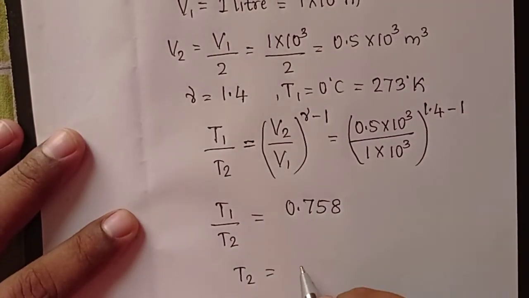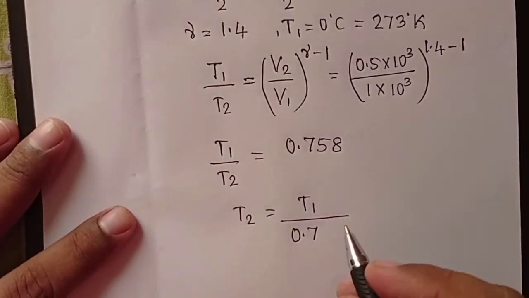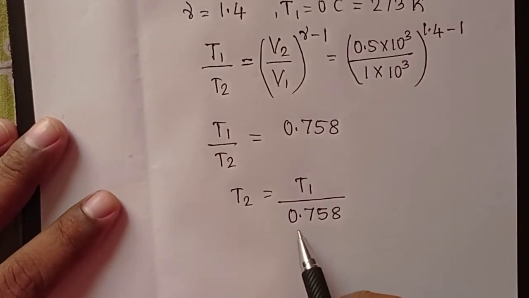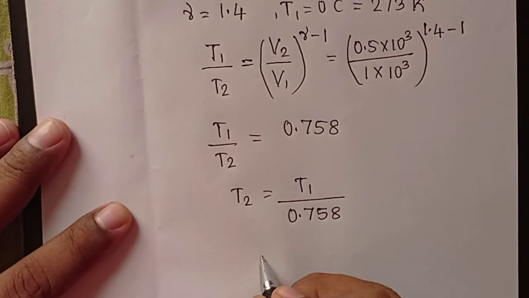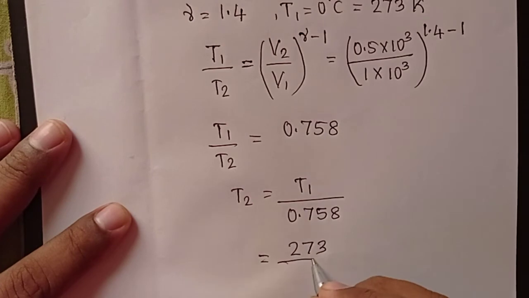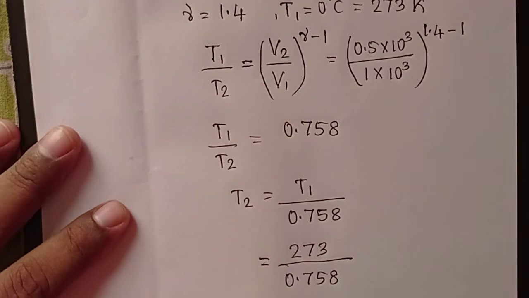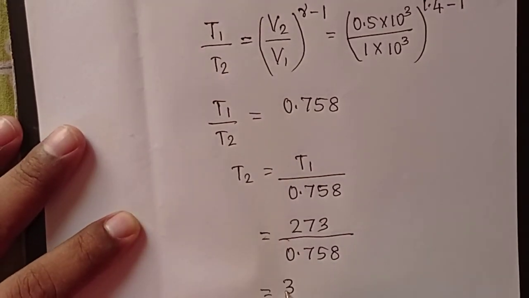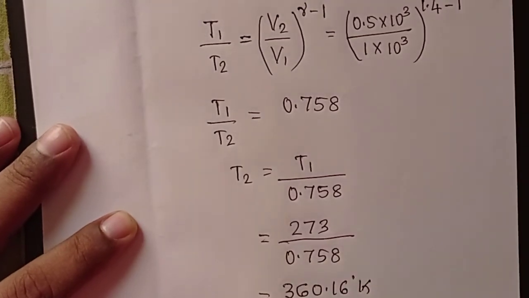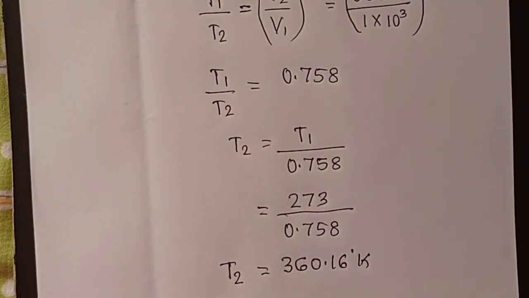So T2 will be equal to T1 divided by 0.758. I repeat, I want the value of T2. T2 will be equal to T1 divided by 0.758. So divide it, you will get the answer as T1 is 273, 273 divided by 0.758. So which will fetch me the answer as 360.16 degrees Kelvin. So T2 will be equal to how much? T2 will be equal to 360.16 degrees Kelvin.